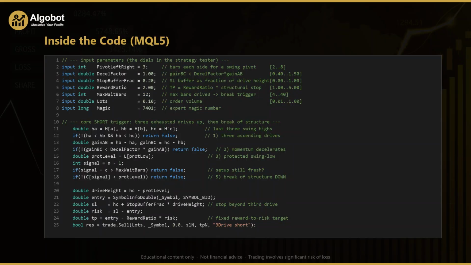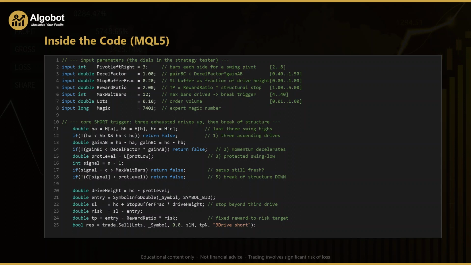Let's look at the actual code that runs inside MetaTrader 5. At the top you can see the input parameters. These are the dials you can adjust in the strategy tester. Pivot left-right sets how many candles must sit on each side of a swing pivot. A larger number means stricter, more significant pivots.